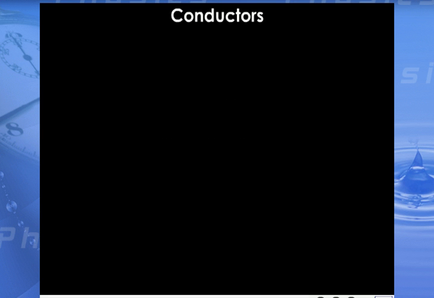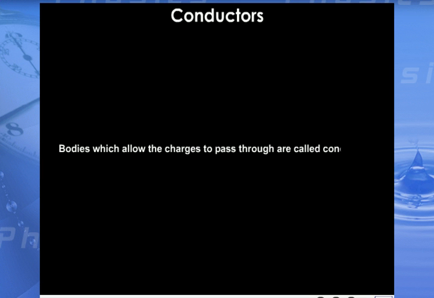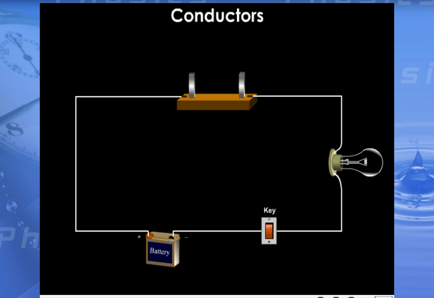Conductors. Bodies which allow the charges to pass through are called conductors. The following animation explains the electrostatic behavior of a conductor. A conductor is taken whose one end is connected to the positive terminal of a battery and the other end of the conductor is connected to a bulb. The bulb in turn is connected to the key and the other end of the key is connected to the negative terminal of the battery.